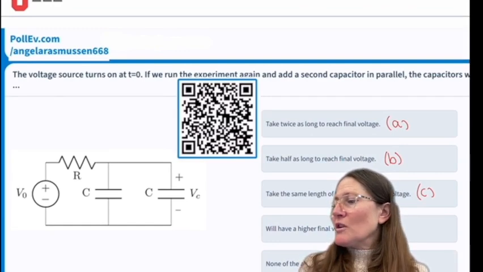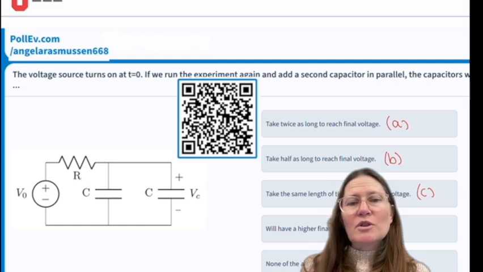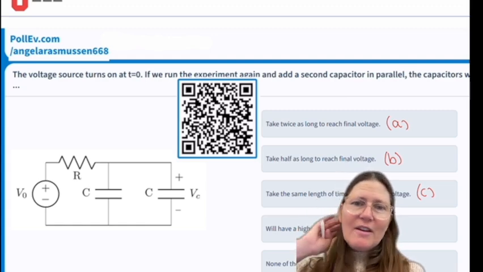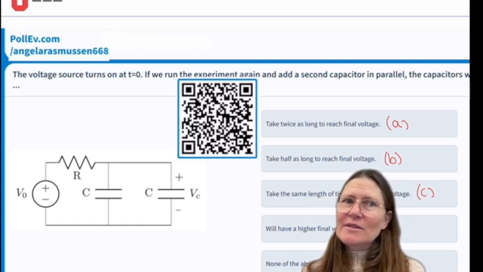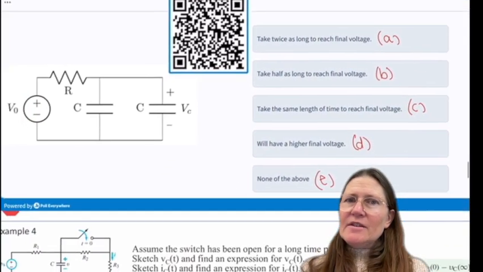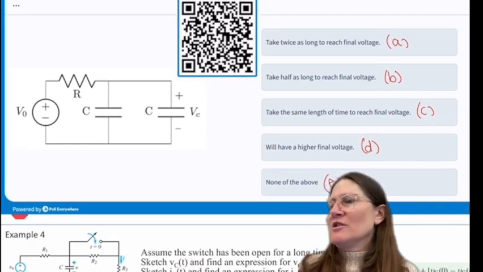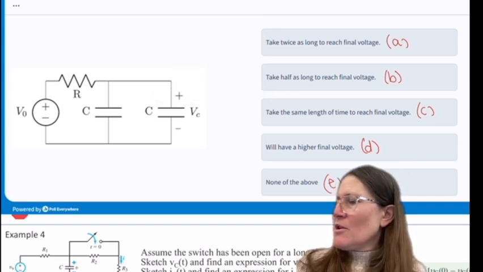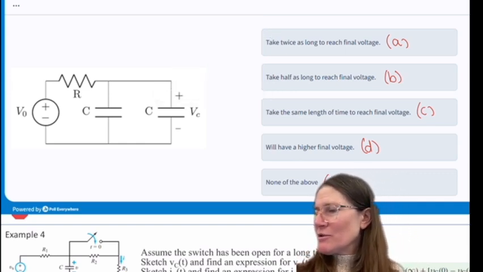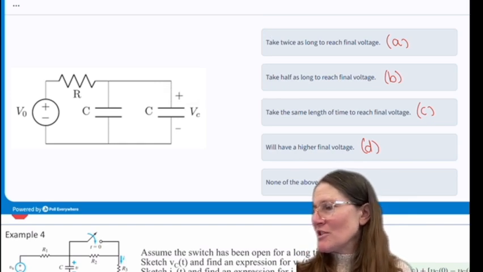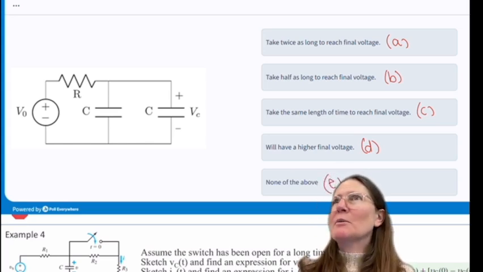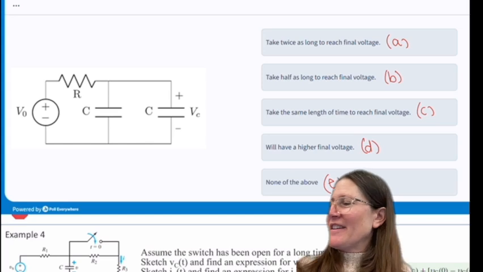All right, so here we have two capacitors in parallel. So what effect do these have? Does it take twice as long to reach the final voltage? Or does it take half as long to reach the final voltage? Does it take the same length of time to reach the final voltage? Will it have a higher final voltage, or none of the above? Which one? E. Okay.